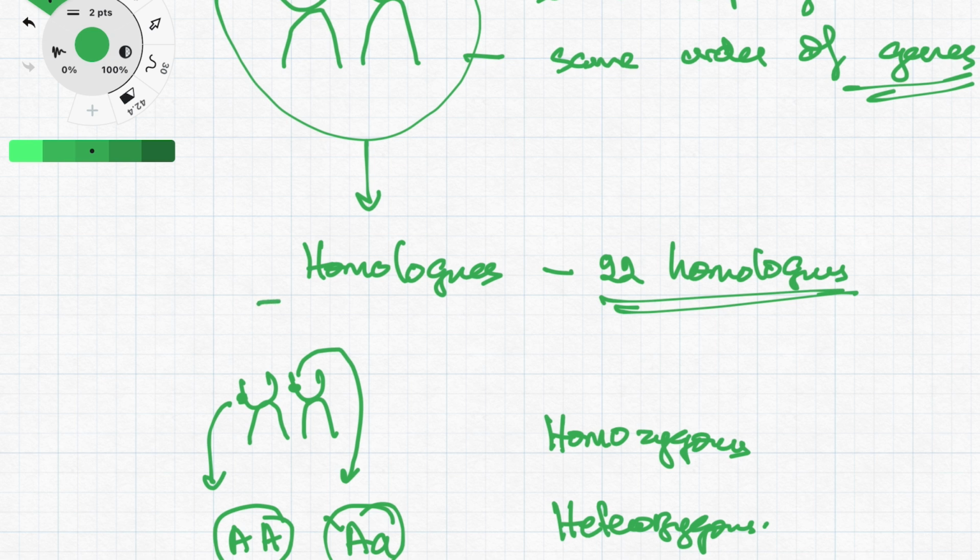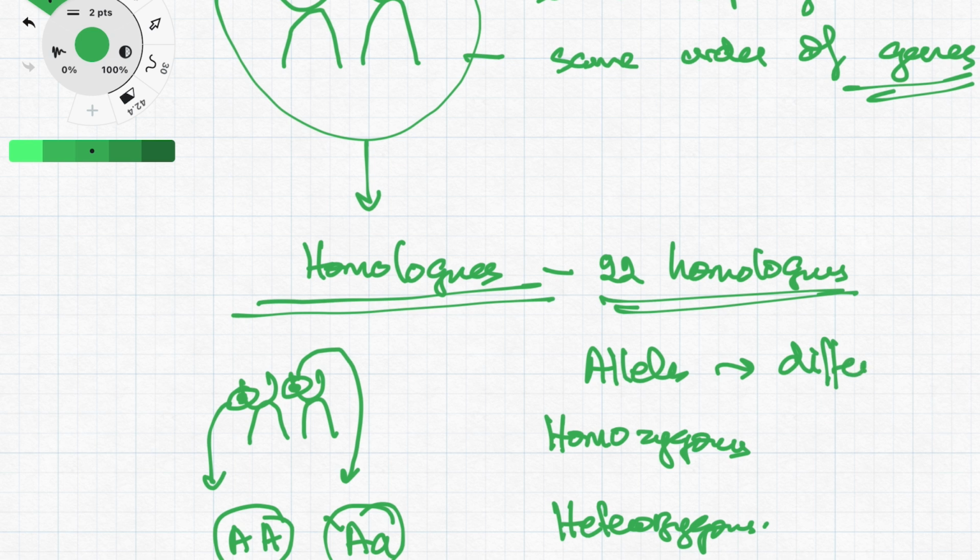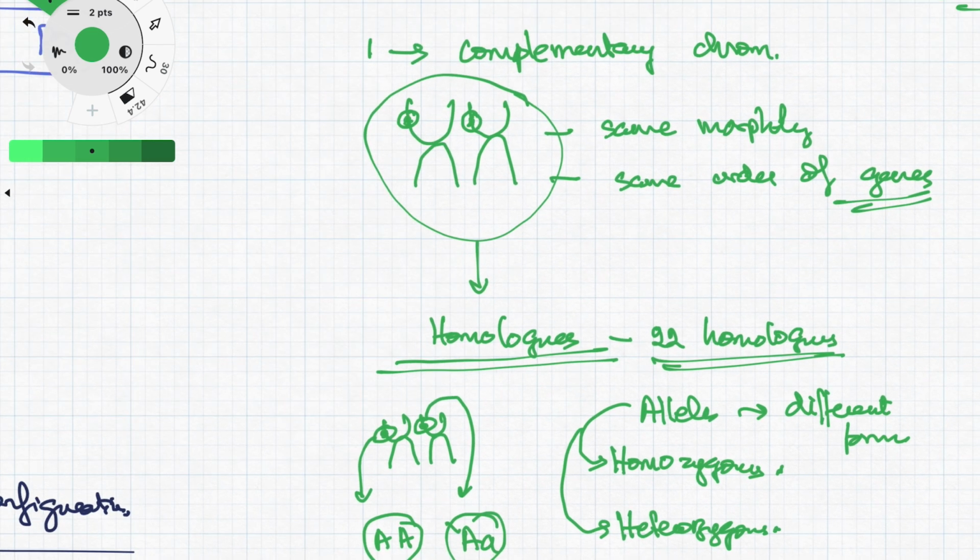The entire pair of chromosomes is called homologs, and the complementary genes, we call them alleles. So these are simply different forms of genes. And alleles, depending on whether they provide the same or different information, we call them homozygous or heterozygous.